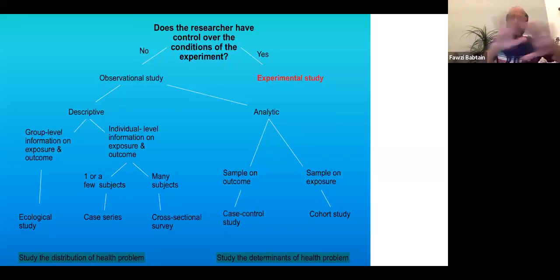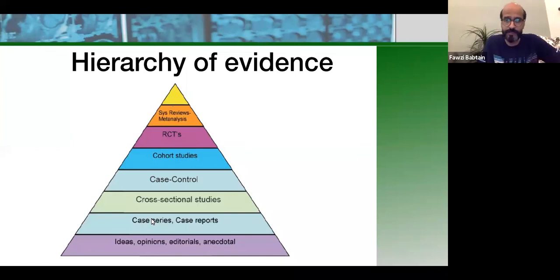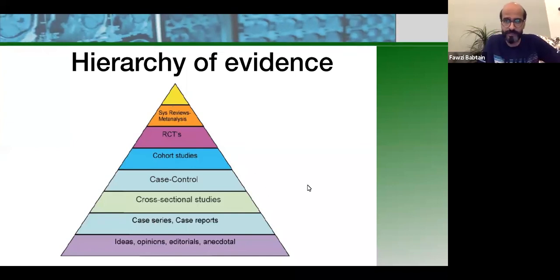This is the overall thinking of how you would think of your study, observational versus experimental. Of course, all the studies we mentioned except the randomized control trial are considered observational studies. They have good value. Experimental has a better value. Again, I keep showing this because it is important. I think this is it for now.